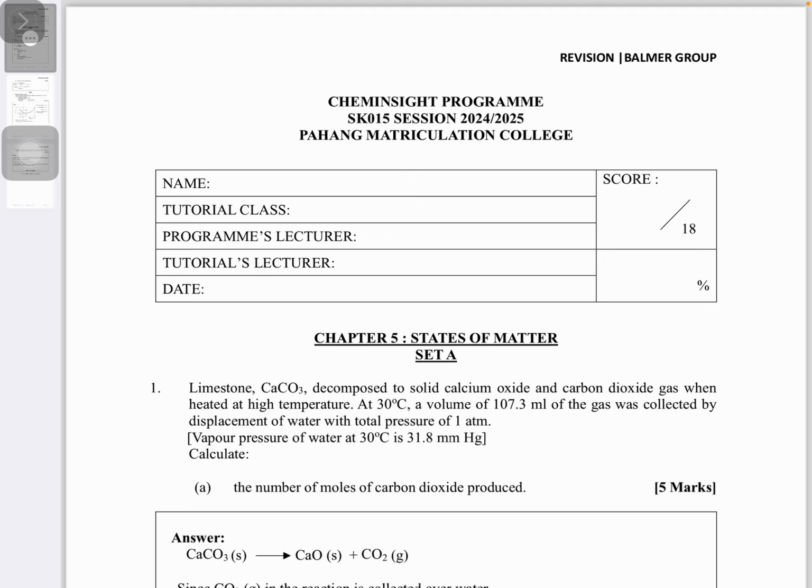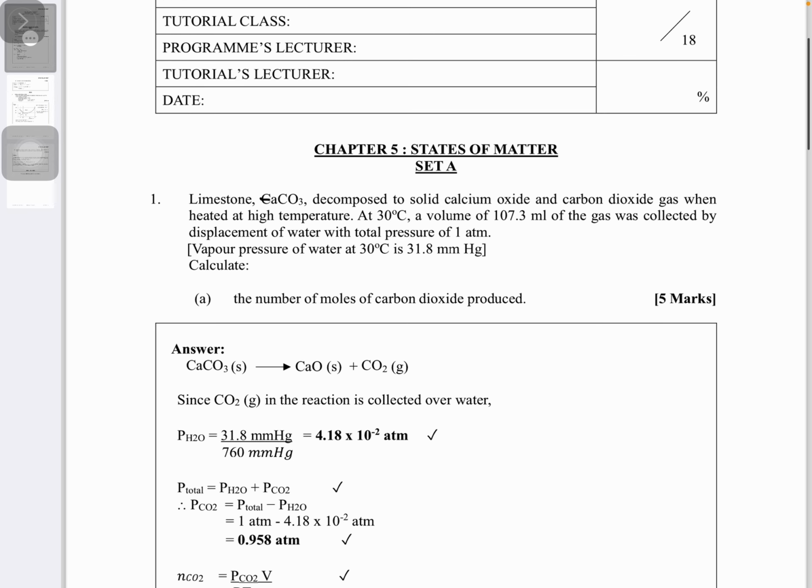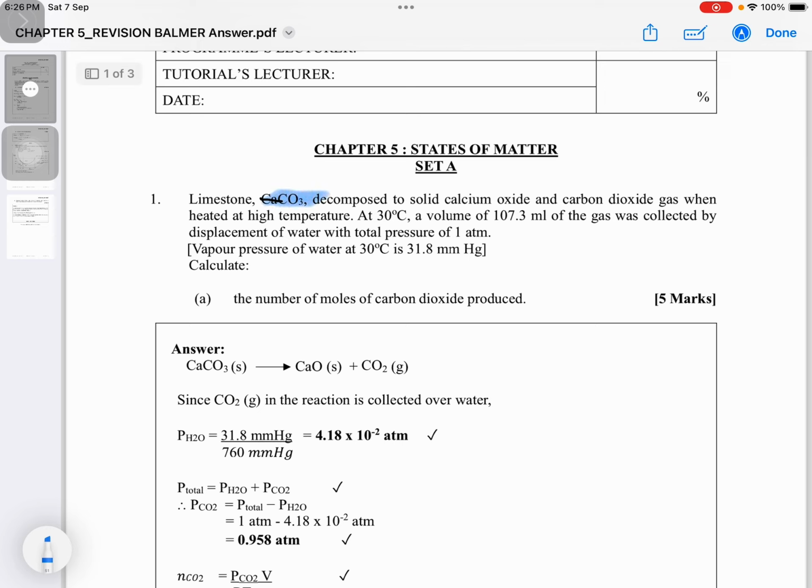In this video, we are going to discuss the revision question for answer chapter 5, States of Matter, Set A. You are given limestone, CaCO3, which decomposes to produce solid calcium oxide and carbon dioxide gas when heated at high temperature. At 30 degrees Celsius, a volume of 107.3 milliliter of gas was collected by displacement of water with a total pressure of 1 atm.